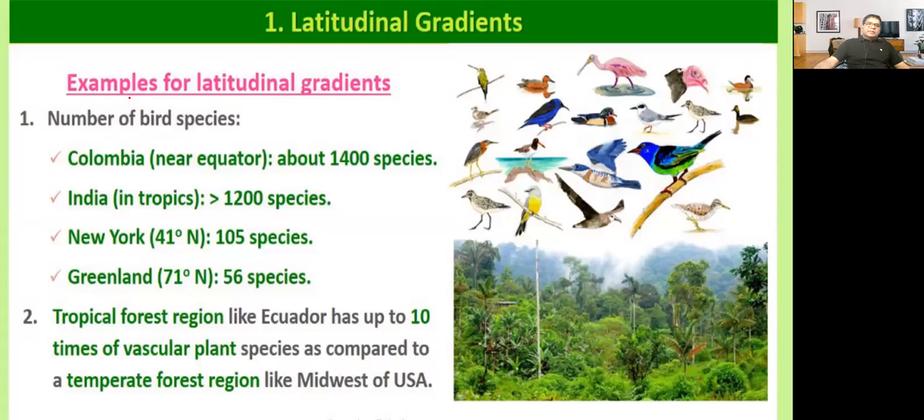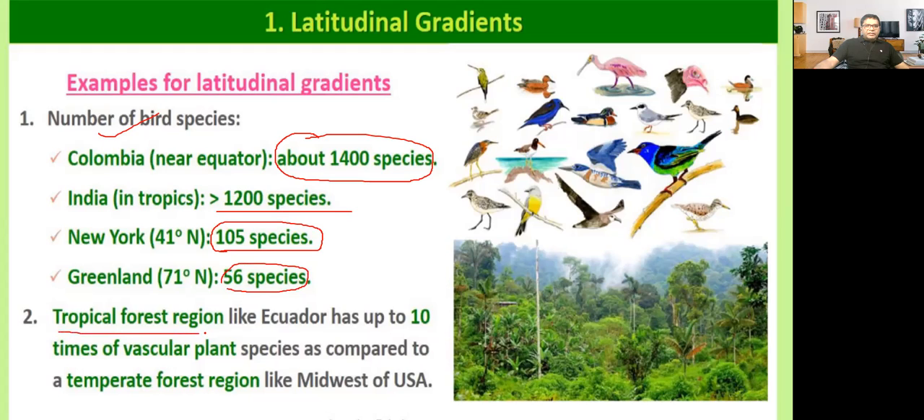So let's discuss some examples of latitudinal gradient. Number of bird species: Colombia, near the equator, has about 14,000 species. India, also in the tropics, has more than 1,200 species. New York, around 40° north, has 105 species only. Greenland, located at 71° north, has 56 species.